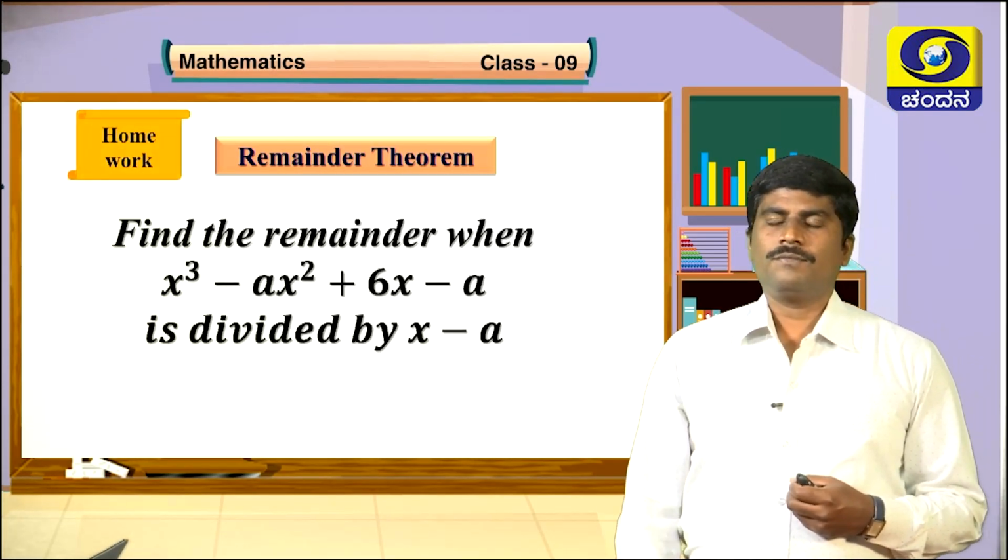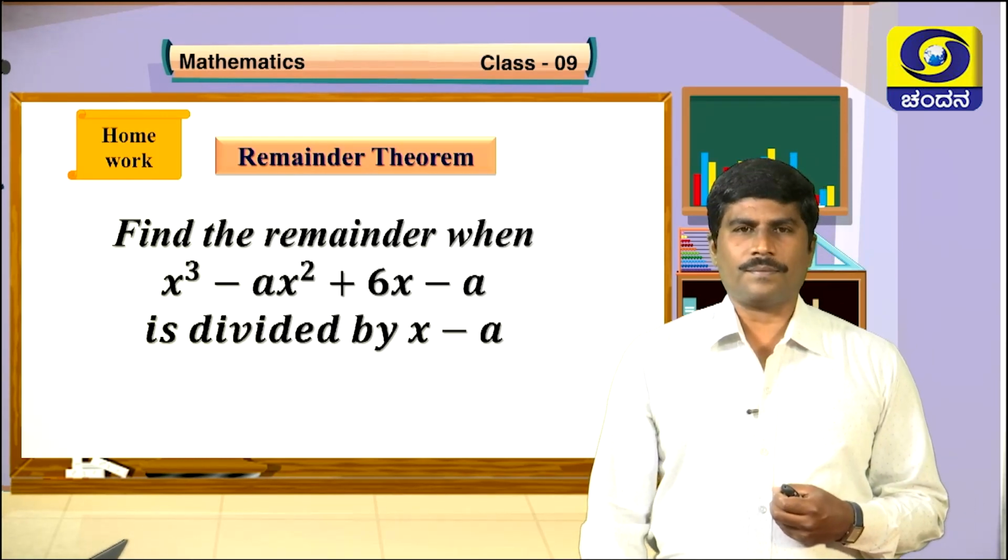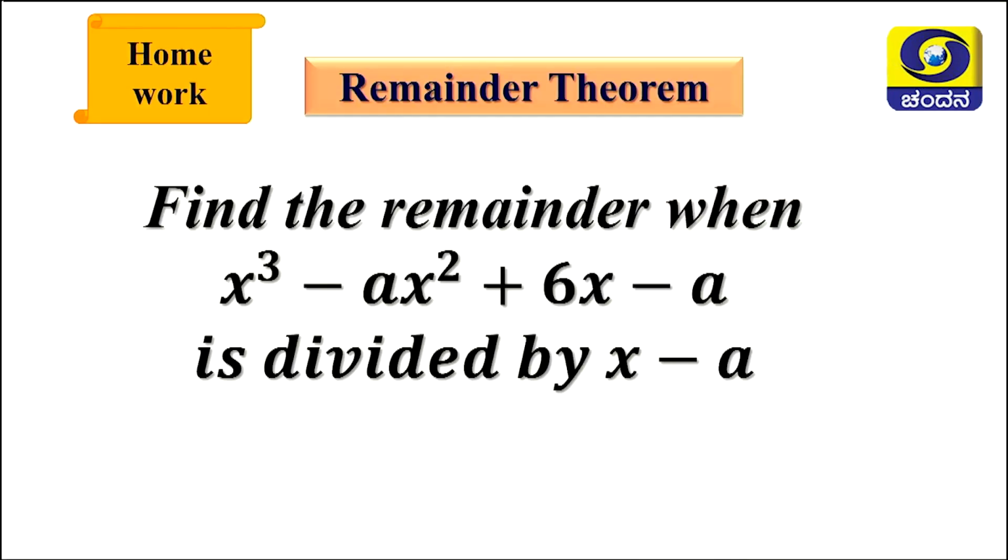Now, it's a homework question for you. Find the remainder when x cube minus ax square plus 6x minus a is divided by x minus a. Please note down this problem. Find the remainder when x cube minus ax square plus 6x minus a is divided by x minus a. The answer will be discussed in the next class.